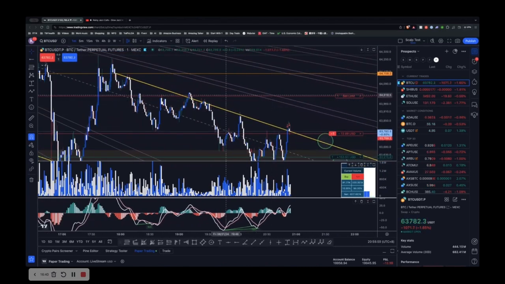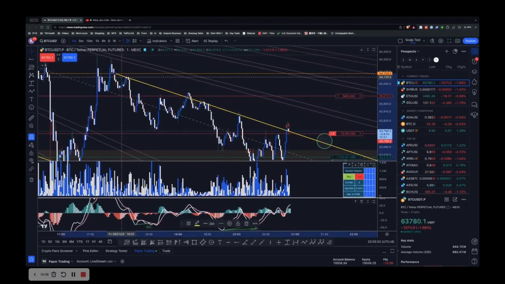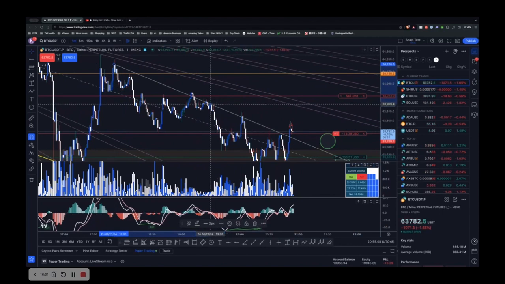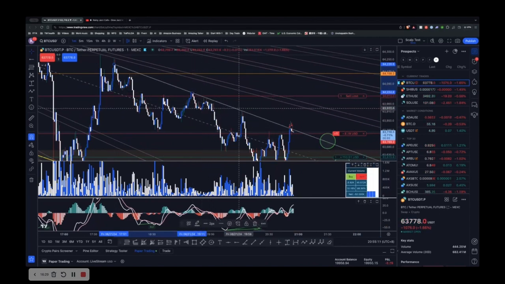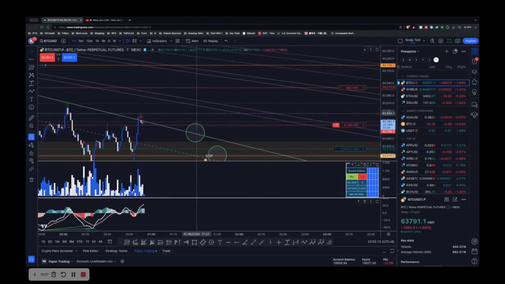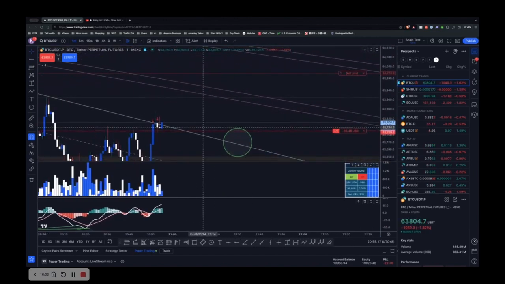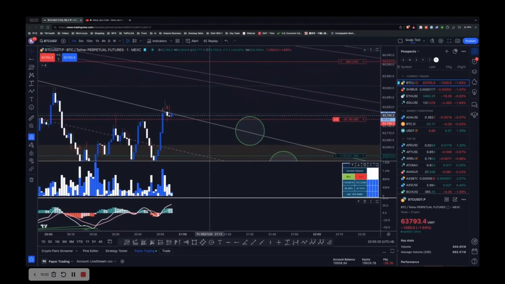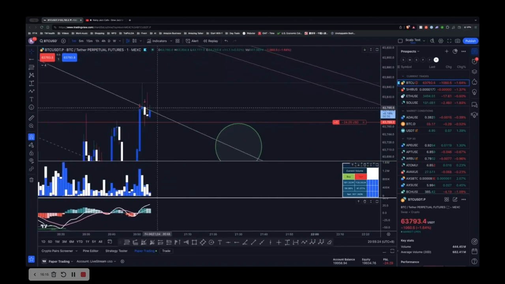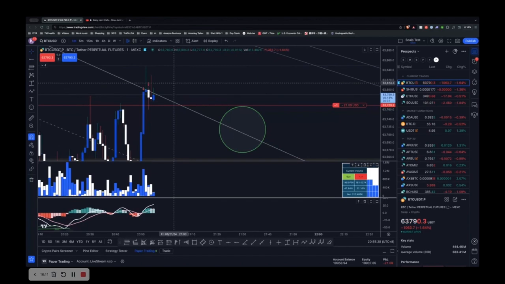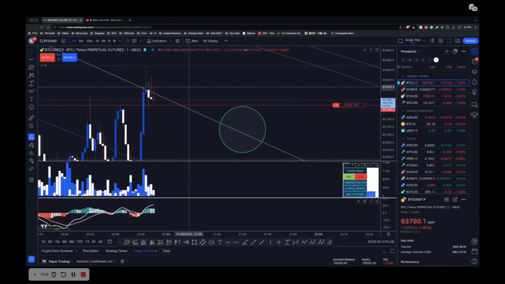Let me see if I can do a better trend line here. Yeah, this seems to be more of a proper trend line. Make sure your trend line is drawn correctly, yeah? So this is more of a proper trend line. I was like, what the hell is happening here? So we never really broke out. This makes a lot more sense to me.